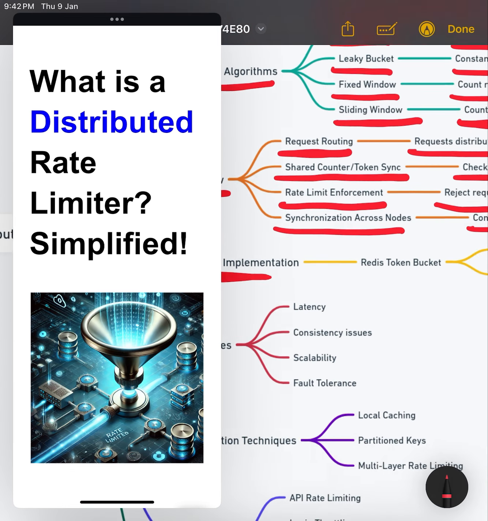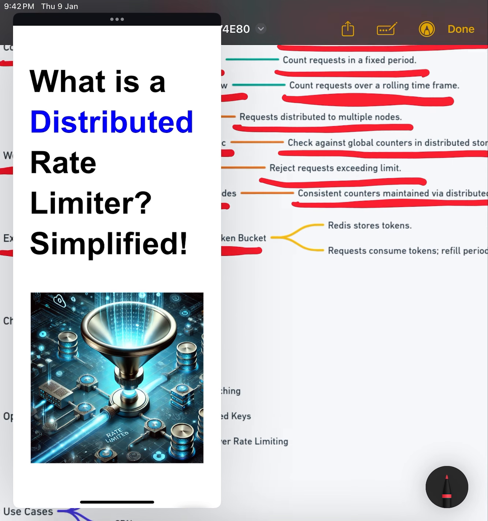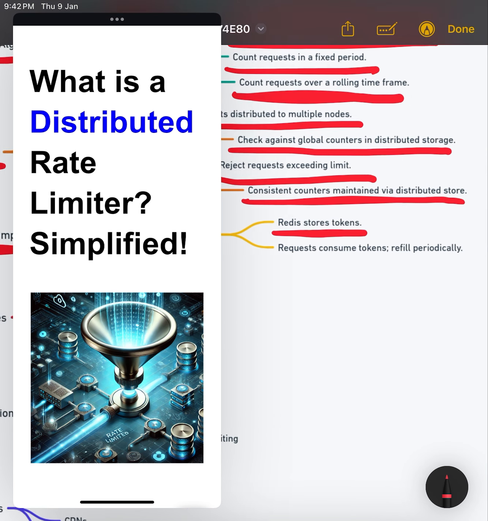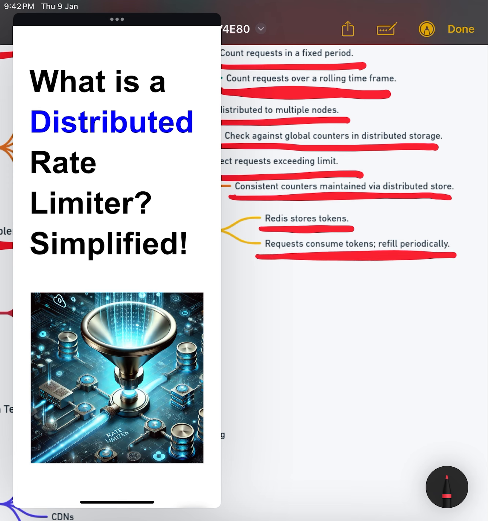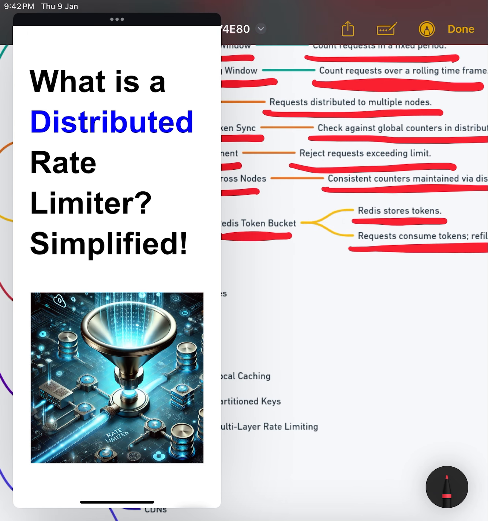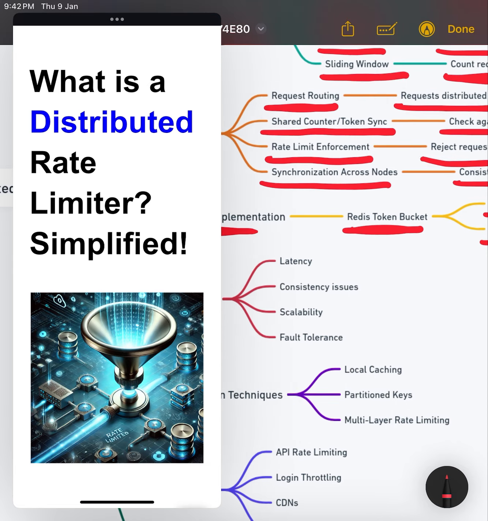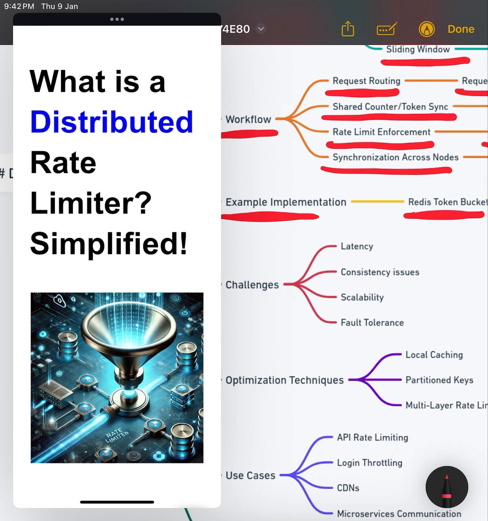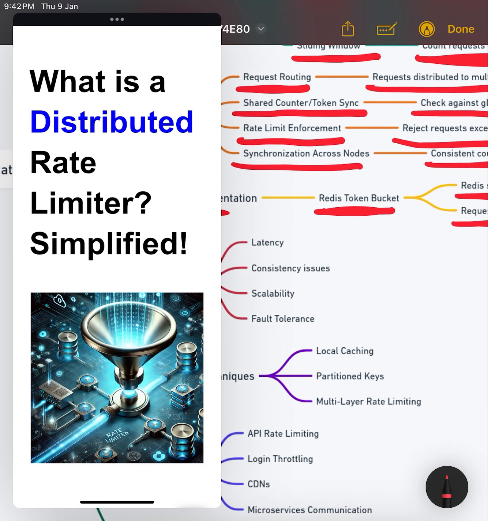1. Storage in Redis. Redis stores a token count for each key, e.g. user 1234 tokens. 2. Request handling. When a request arrives, the node checks Redis to see if tokens are available. If tokens are available, one token is consumed and the request is allowed. If no tokens are available, the request is rejected. 3. Token refill. A background process or Redis Lua script periodically refills tokens at the defined rate. 4. Synchronization. Since Redis is centralized or replicated, all nodes share the same token pool.